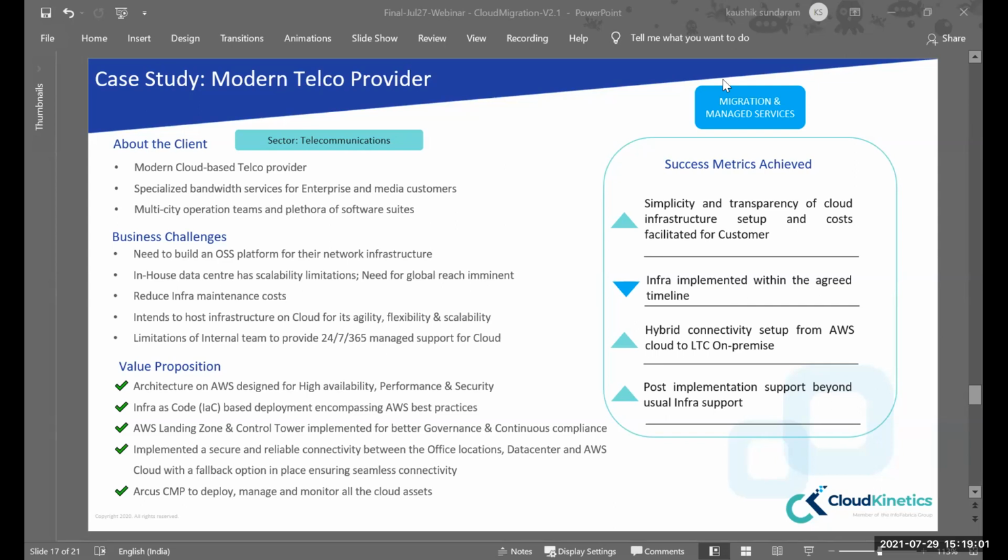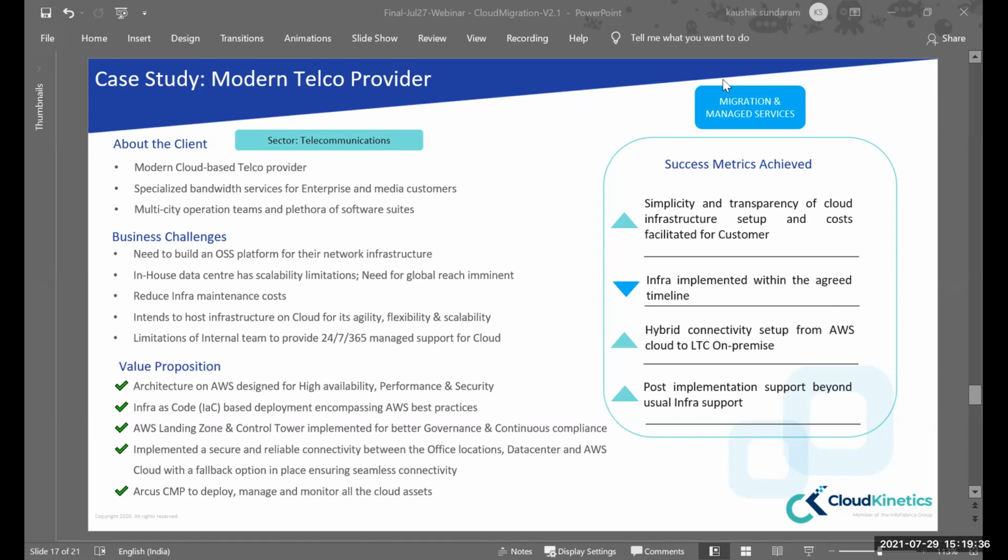Some success metrics identified from this project. One is the simplicity and transparency of cloud infrastructure setup and cost. The upfront cost that we had estimated for this customer worked out really well. There were no surprises, and the complete implementation as well as the managed services, now using our Arcus Cloud Manager platform, is completely transparent. Basically, Arcus is a self-service platform, so customers have complete control over the cloud environment, what we are running on it, how it is being monitored, and the health of the cloud assets, etc.